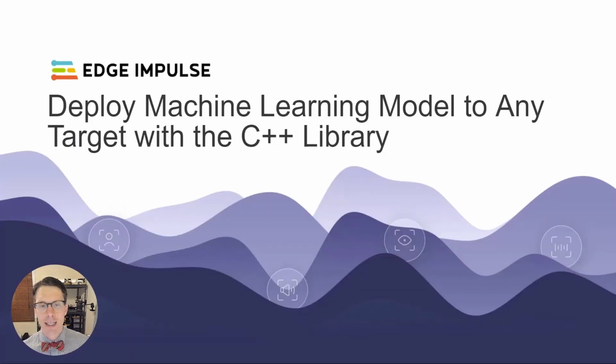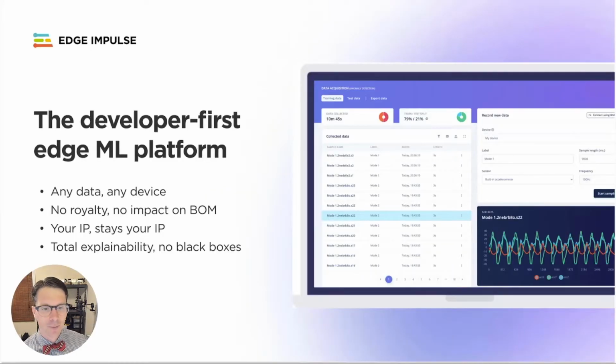My name is Shawn Hymel. I'm a developer relations engineer at Edge Impulse, and today we're going to be talking about deploying a machine learning model, something you've trained on Edge Impulse, to any target using the C++ library. And there's a bit of a caveat because it's not any target, it's really any platform you have a C++ compiler for and enough RAM and flash memory to run your model.